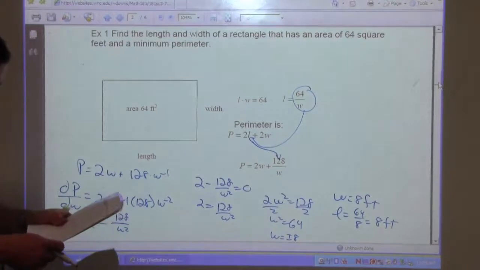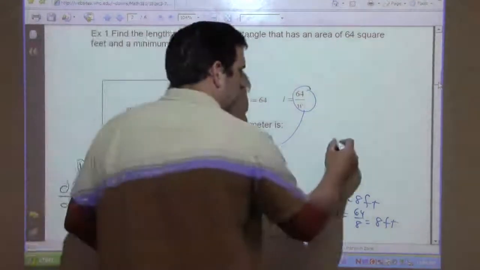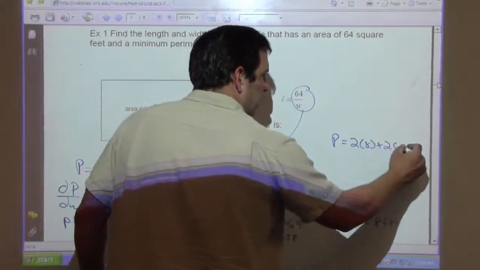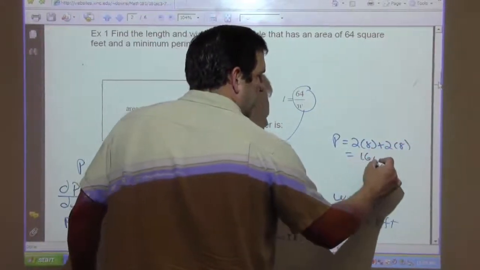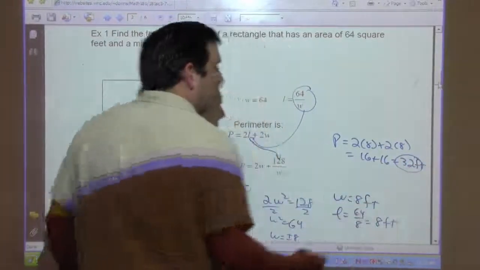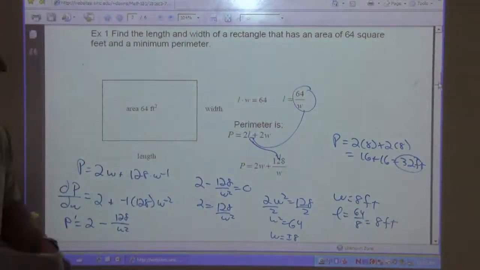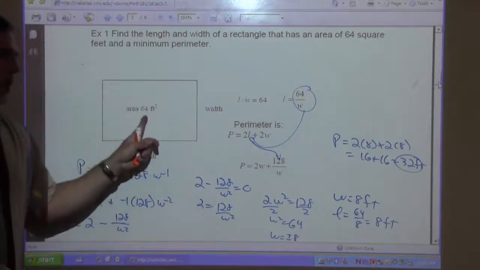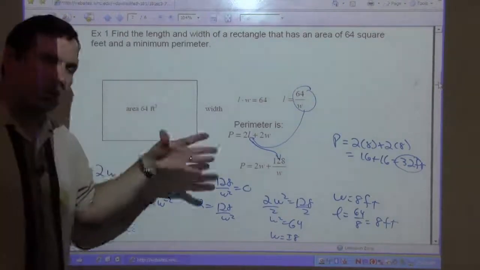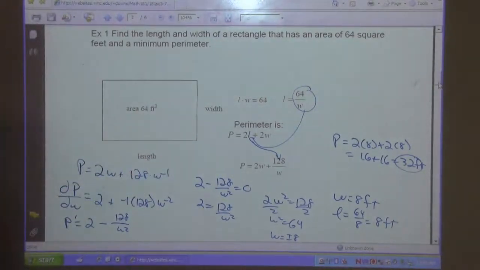8 by 8. So our perimeter is going to be 2 times 8 plus 2 times 8, which is 16 plus 16, which is 32 feet. That's the minimum perimeter for an area of 64 square feet if we're talking about a rectangle. And to be fair, a circle would be the most efficient use of space, but we're talking about rectangles here.